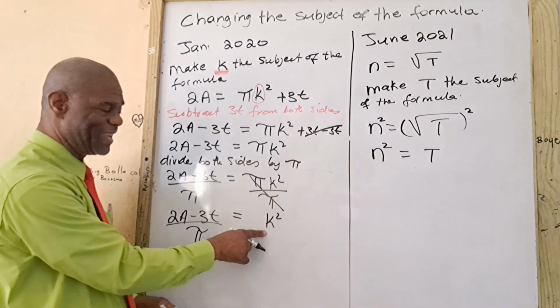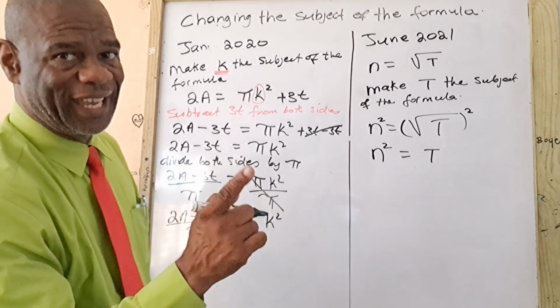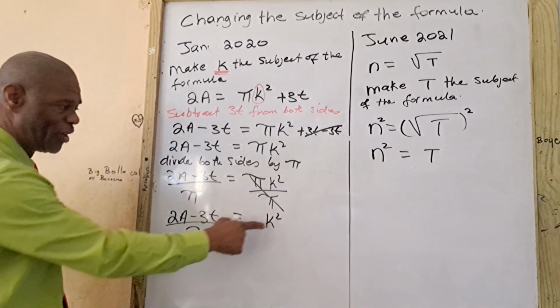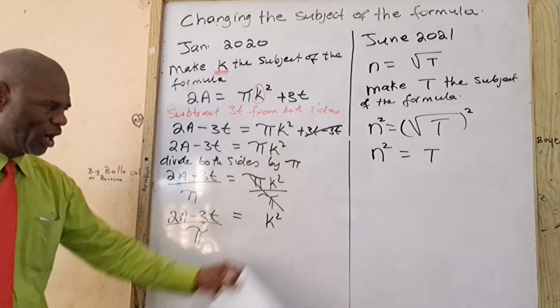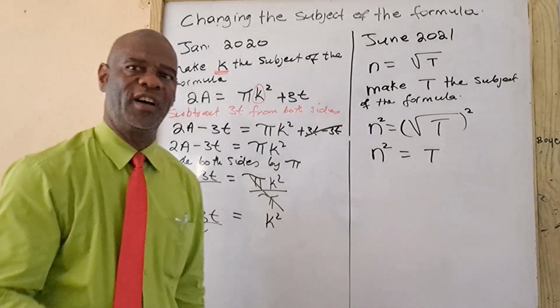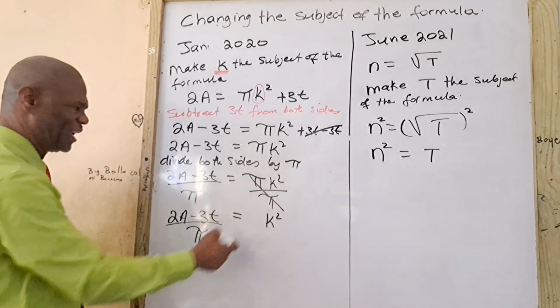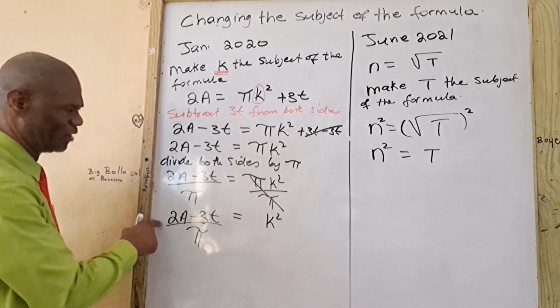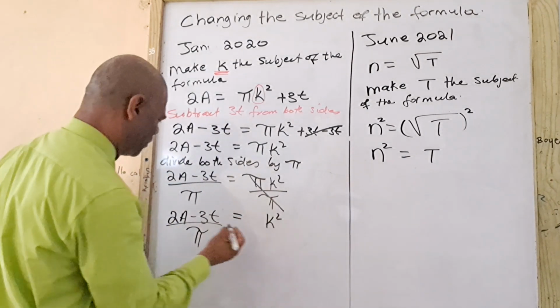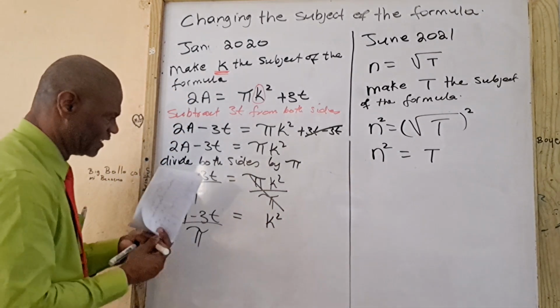Notice we have k squared. We want to make the subject k, just simple k without the square. Now, how do we undo a square term? We must find the square root, right? And if we find the square root of k squared, we must also do the square root of the left hand side.